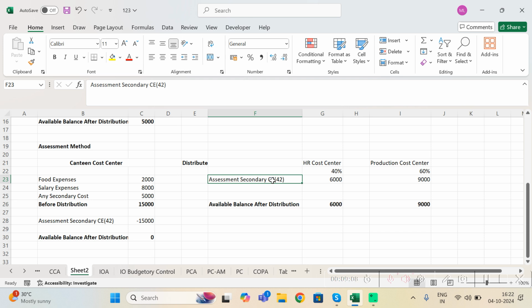So write the comment on what you feel, whether distribution is good or assessment is good. In the distribution, if you go and check in the receiver cost center, you will not get to know what kind of expenses this 6,000 includes. Whether it is food expenses, salary expenses, electricity expenses, or what kind of expenses this 6,000 consists of. So it has its own advantage and disadvantage.